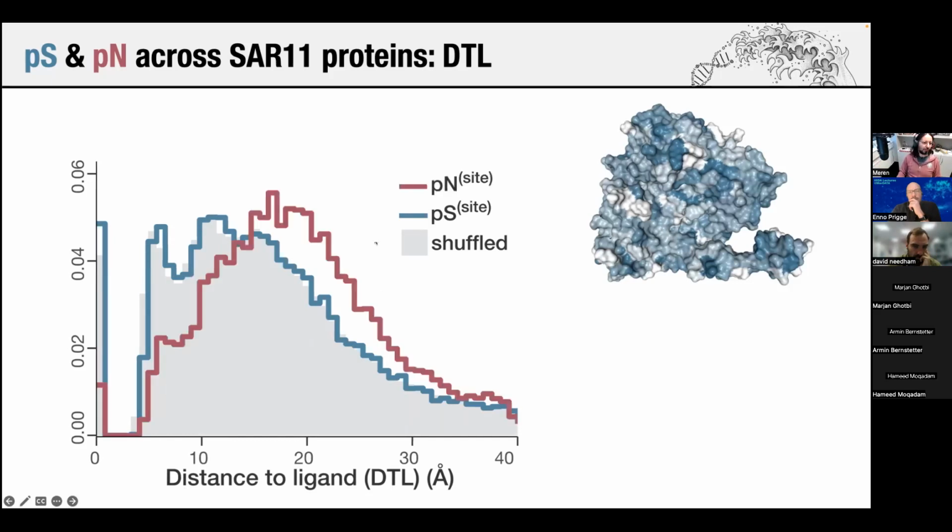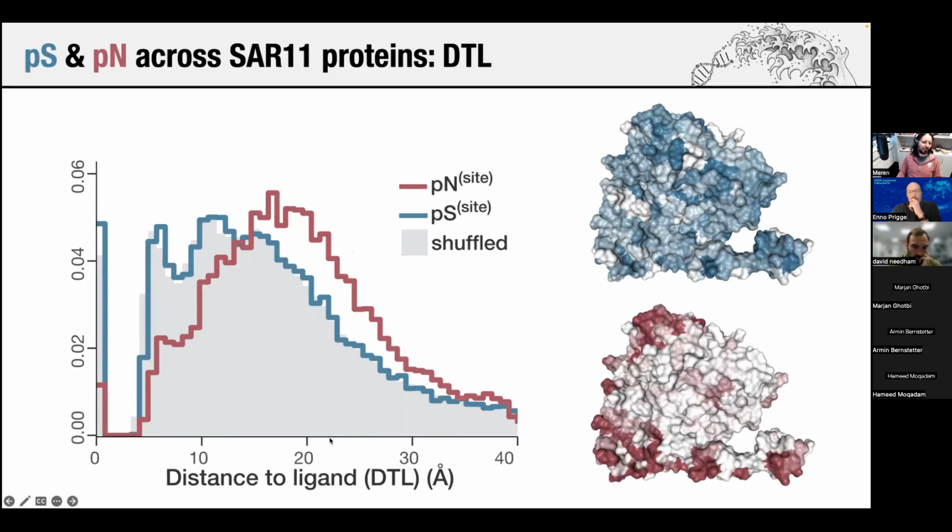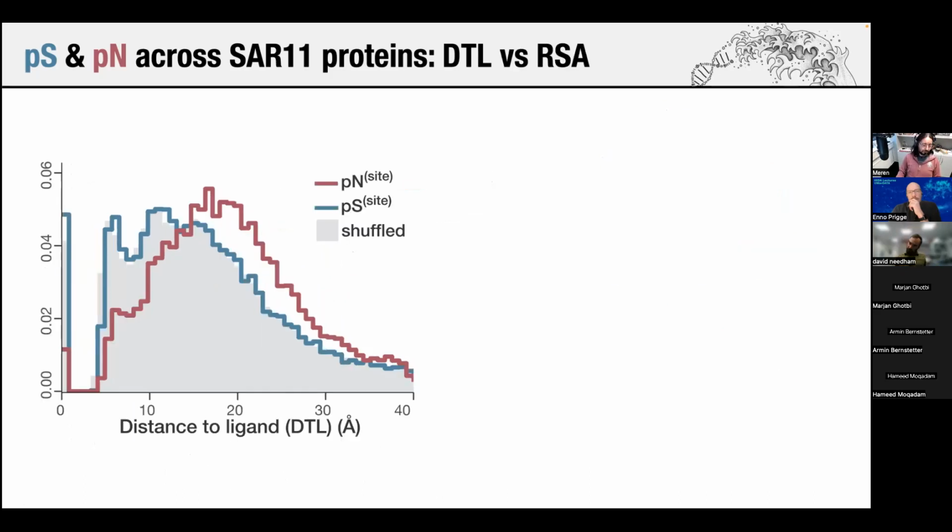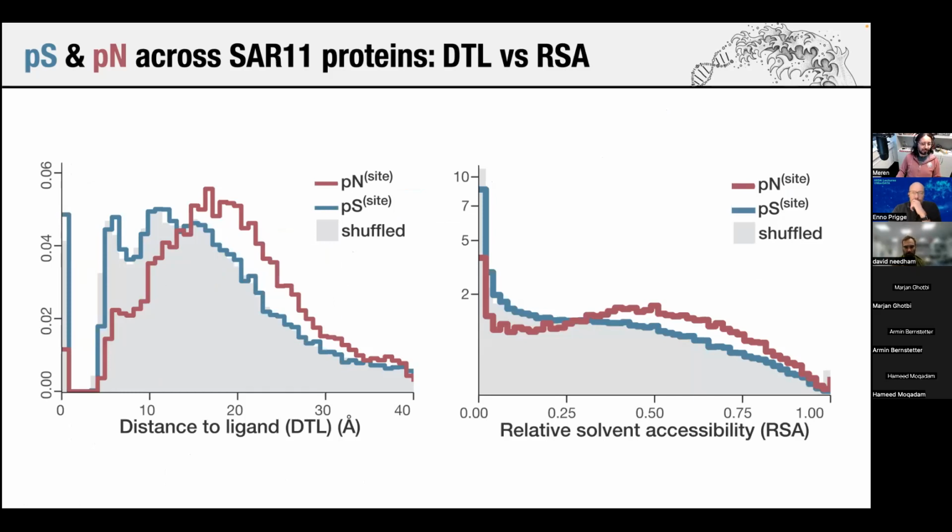Yet, when you look at the non-synonymous variation, you see a significant shift in this curve. What this means is the variants that are non-synonymous are trying to avoid the residues that are buried or closer to the ligand binding site. And this is true for relative solvent accessibility. You see, again, a significant shift in these curves.